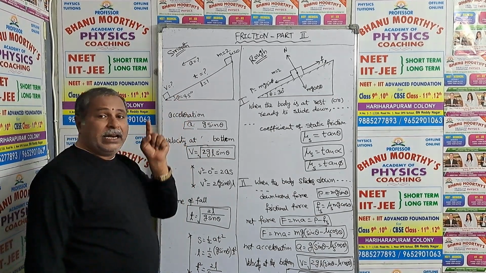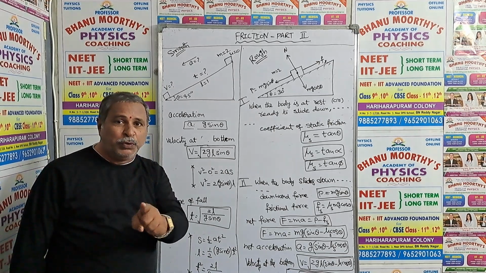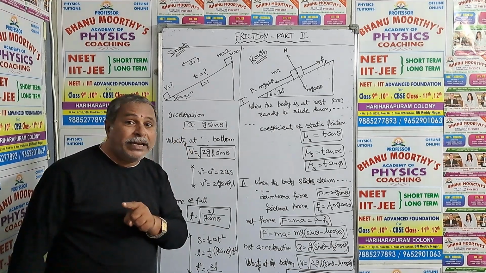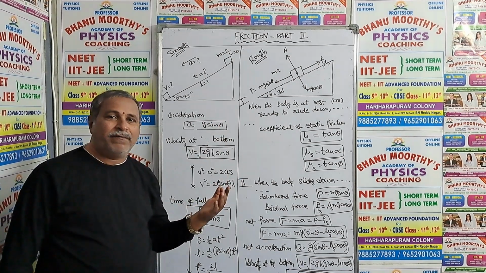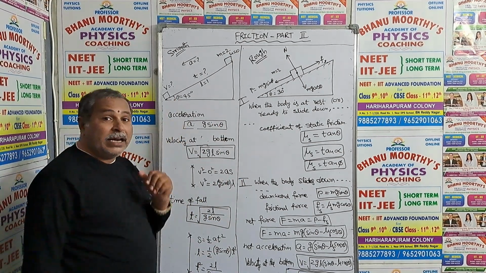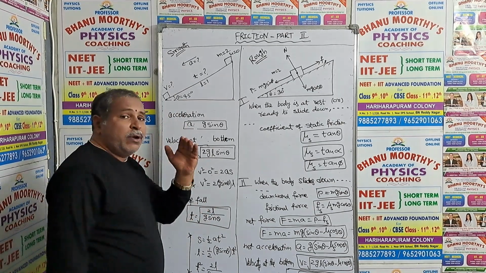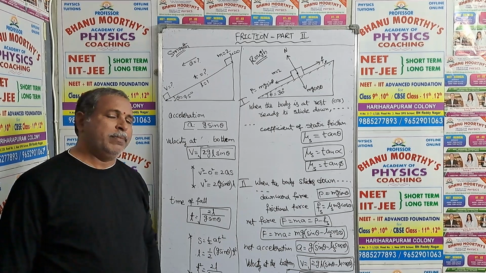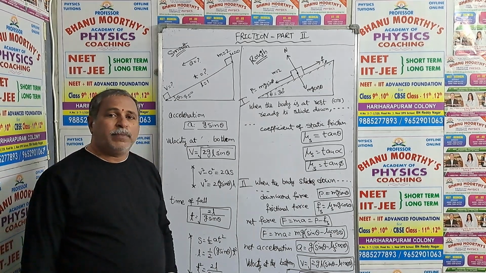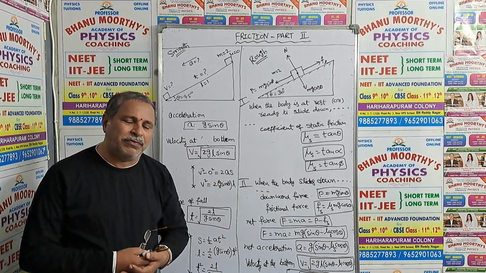If the angle of inclination given in the problem is 45 degrees, then the acceleration is g into sin 45, and sin 45 is 1 by root 2. If the angle of inclination is 30 degrees, then a equals g into sin 30, which is 1 by 2, so g by 2. If the value of g is mentioned, you can calculate the acceleration of the block.